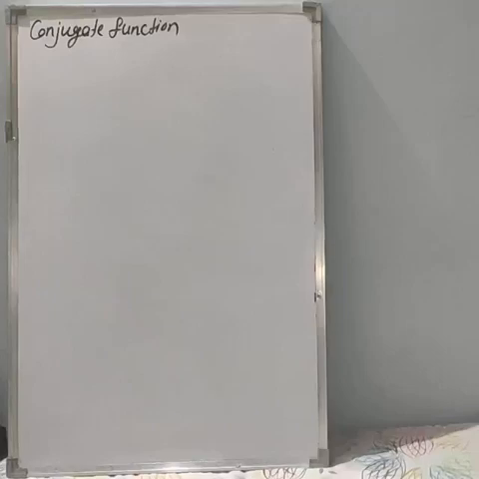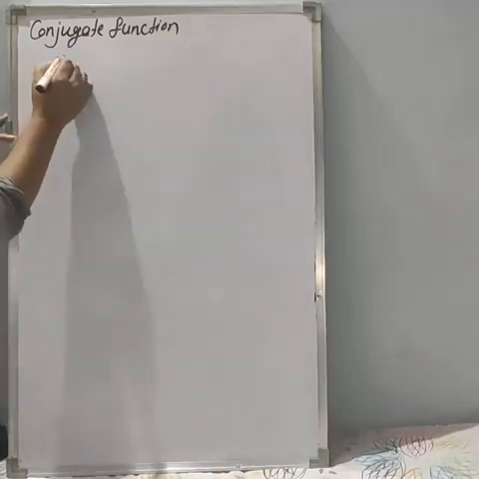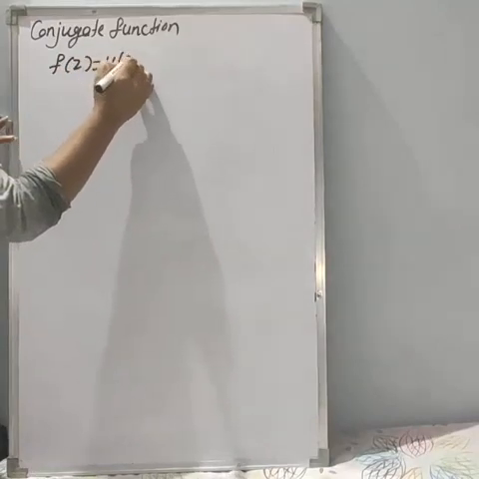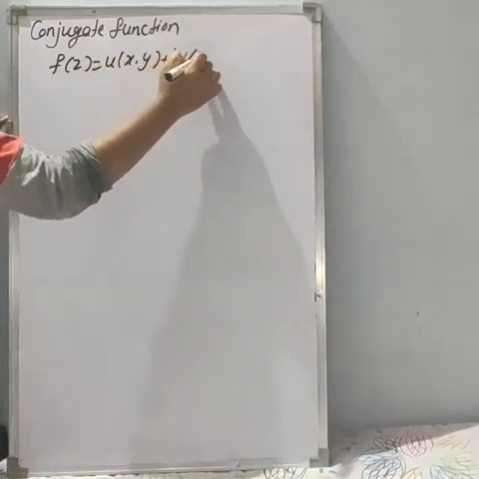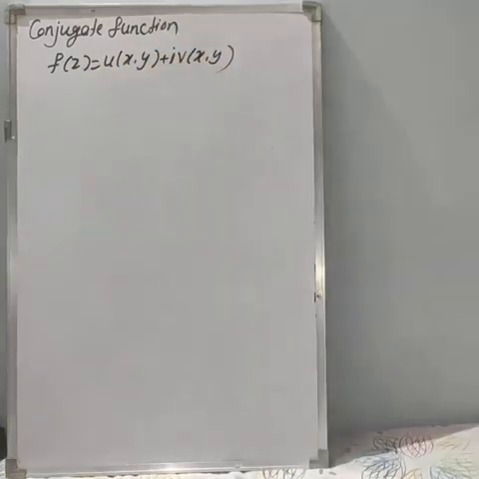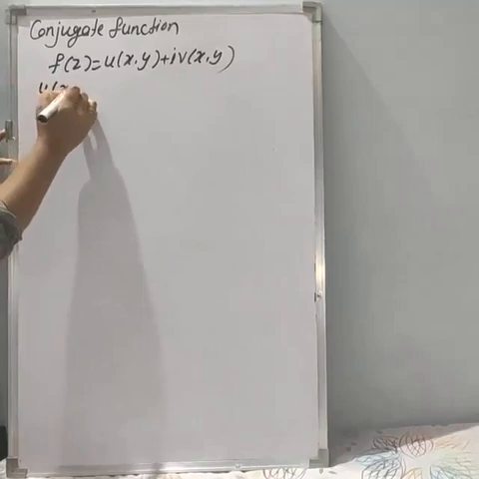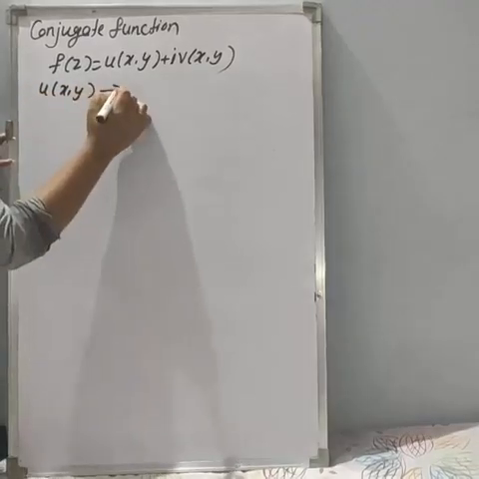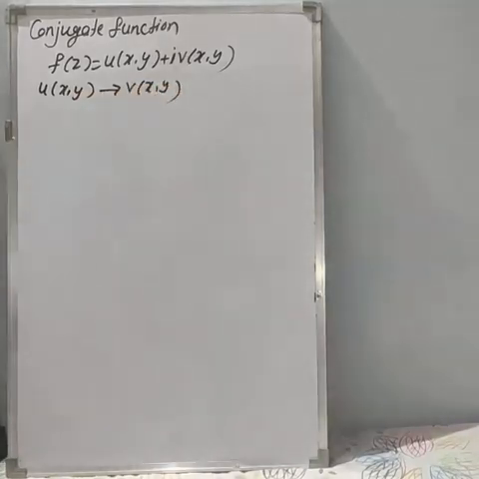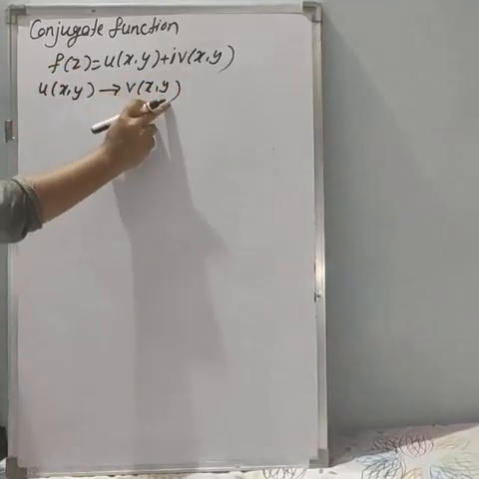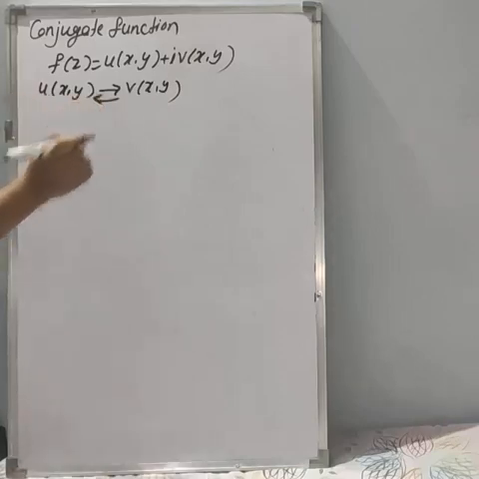Hello students. In this class we will see our next concept: conjugate function, Laplace equation, and what is meant by harmonic function and harmonic conjugate. First, we know that our function f of z is equal to u of x comma y plus i into v of x comma y. This is the given function f of z and it is analytic. Suppose f of z is the given function and it is analytic, then u of x comma y is called the harmonic conjugate of v of x comma y, and vice versa, meaning v of x comma y is the harmonic conjugate of u of x comma y.